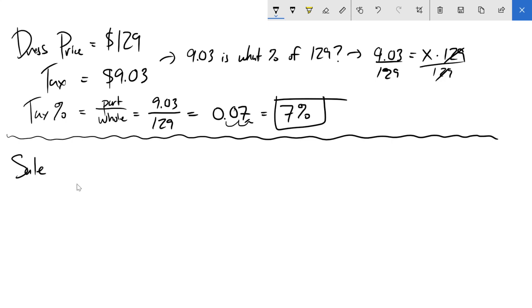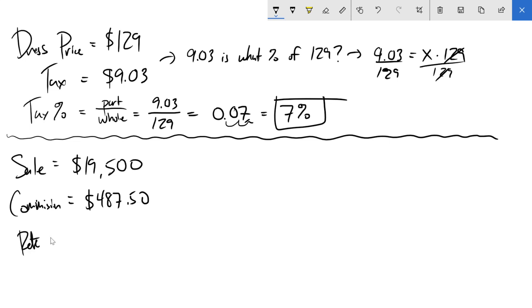So the sale of an RV, the sale was $19,500. And on that sale, the person who made the sale gets a commission. Let's say they got $487.50. And my question is, what was their commission rate? What I mean by that is percentage. This one's a lot like the other one because it was just a percentage calculated on that initial value. So if you recognize that, you can just shortcut it and know that what we're going to do is 487.50 divided by 19,500.